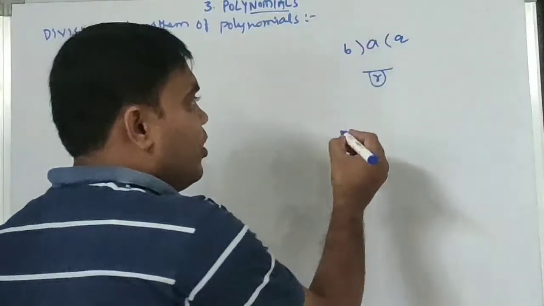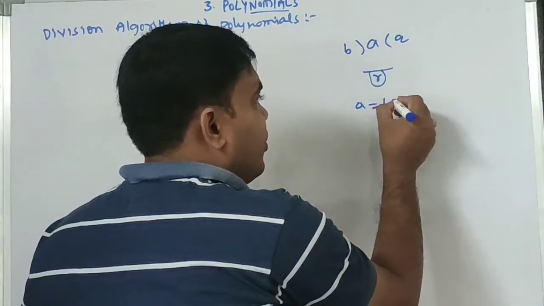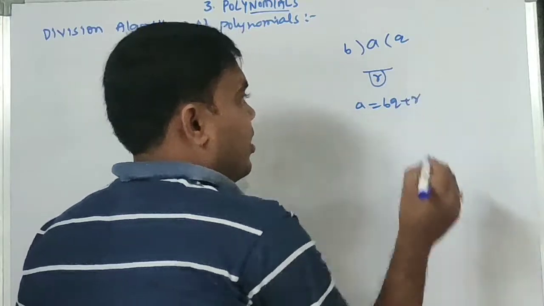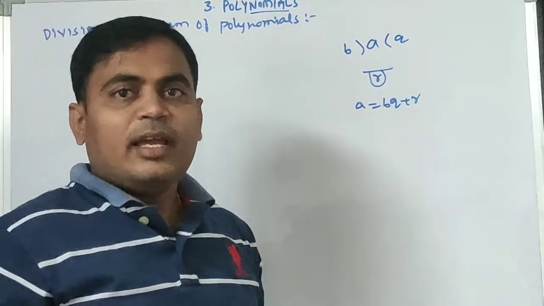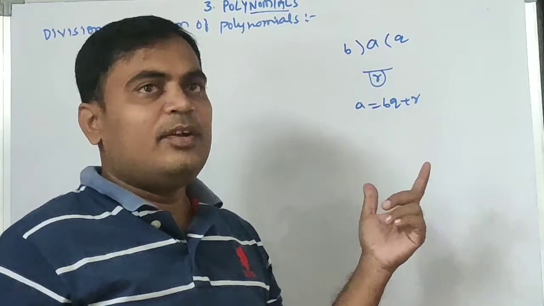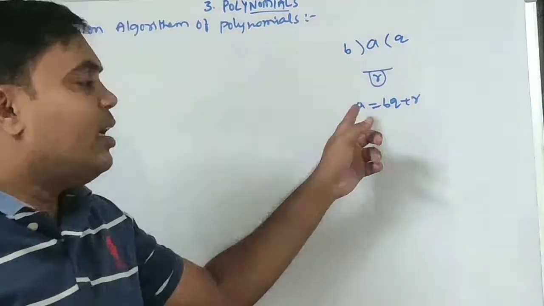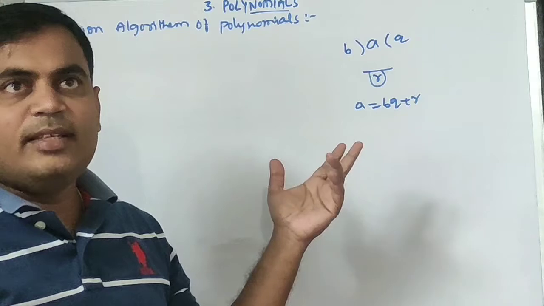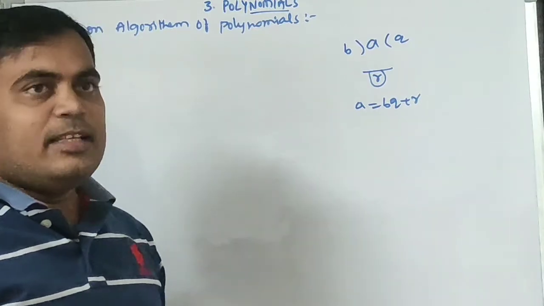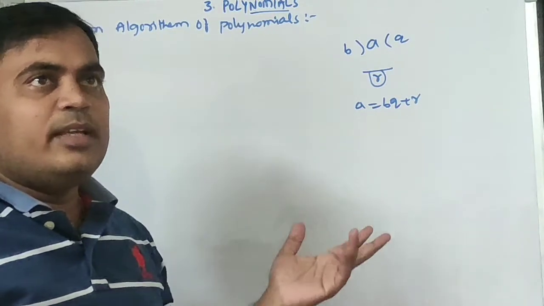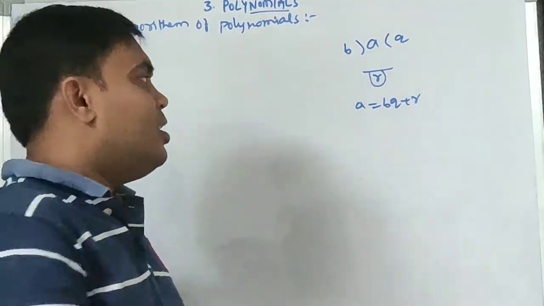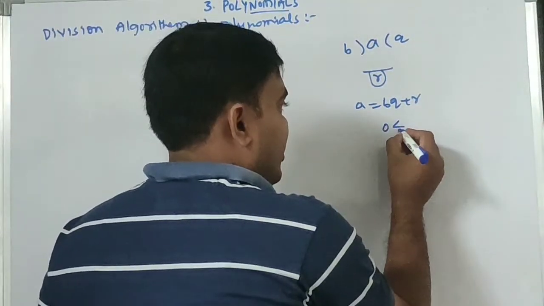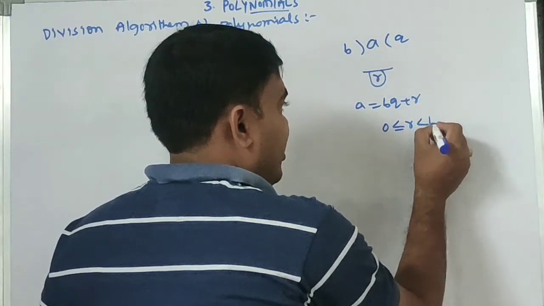So a equals bq plus r. This is Euclid's division lemma. Here a and b are two integers. Then there exist q and r, also integers, such that 0 is less than or equal to r, which is less than b.